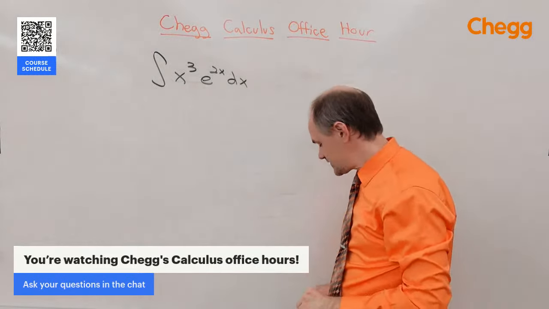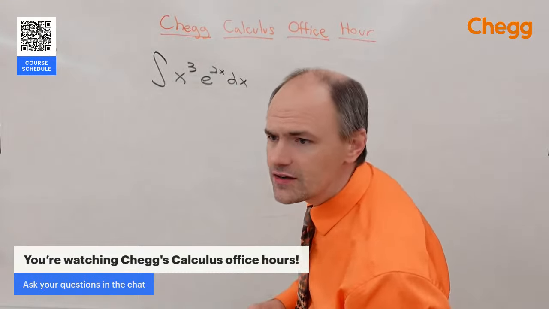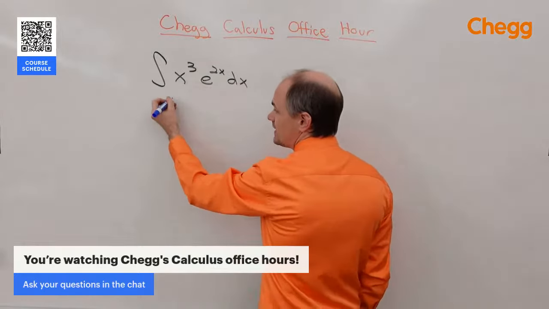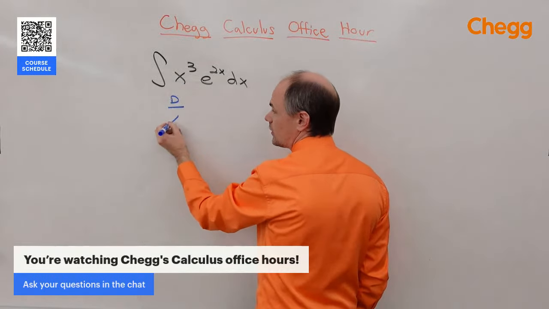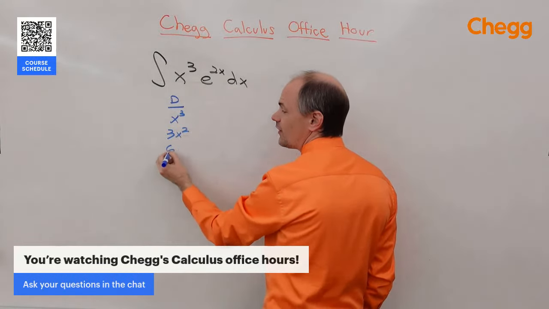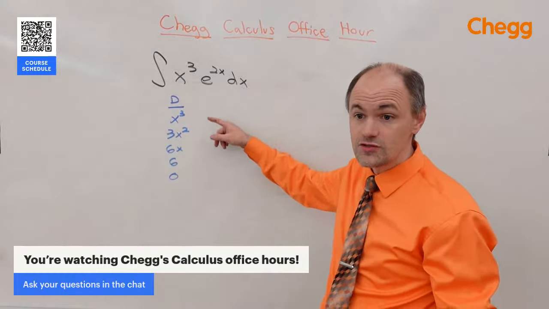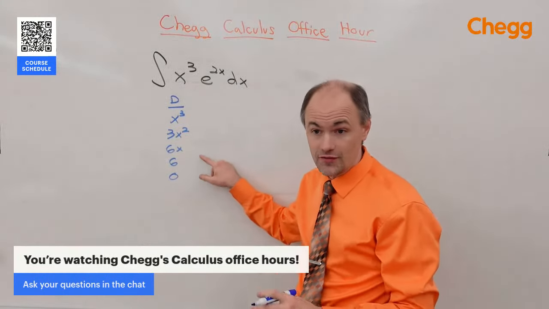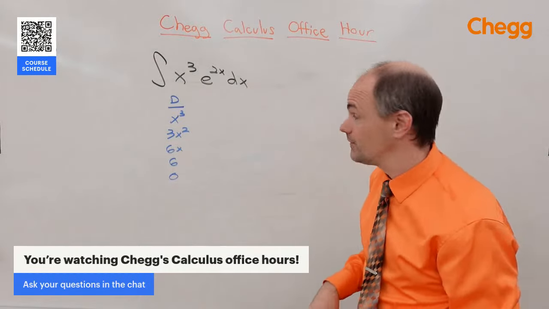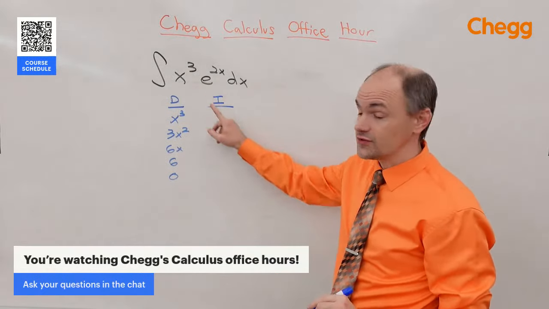The idea of the tabular method or the table method that Freaky on YouTube is asking about is we're going to take the derivative of one of the terms, or one of the factors, maybe x cubed, and we'll take the derivative all the way down until the derivative ends up being 0. So x cubed's derivative is 3x squared, whose derivative is 6x, whose derivative is 6, whose derivative is 0. Then we'll take the antiderivative, or the integral, of the other side.